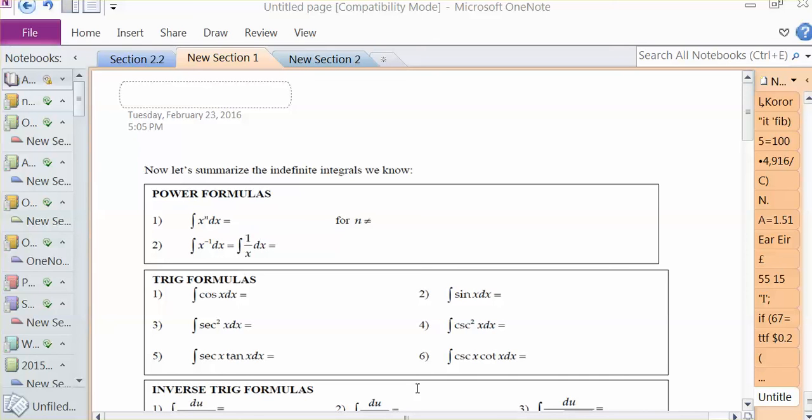Welcome to a video on section 6.2, the indefinite integral and anti-differentiation using substitution. We'll be covering pages 2 and 3 since we have completed page 1 in class.